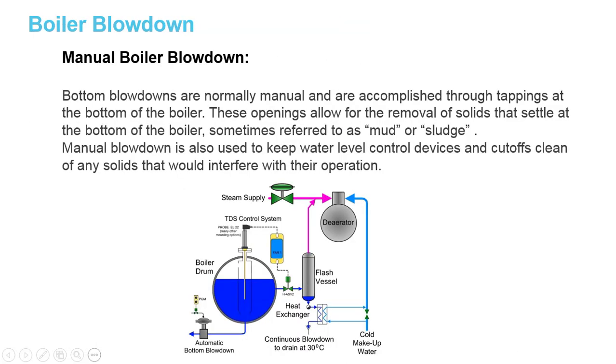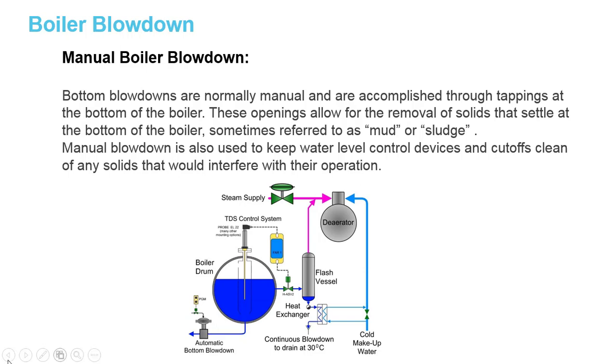Boiler blowdown. What is manual boiler blowdown? Bottom blowdowns are normally manual and are accomplished through tappings at the bottom of the boiler. This opening allows for the removal of the solids that settle at the bottom of the boiler, sometimes referred to as mud or sludge. Manual blowdown is also used to keep water level control devices and cutoffs clean of any solid that would interfere with their operation.